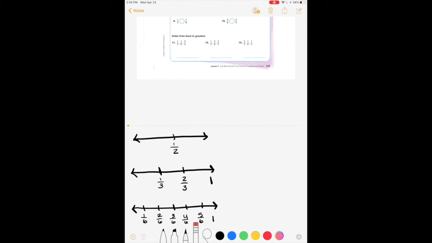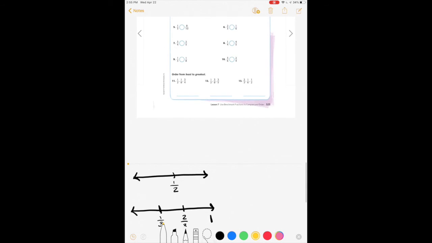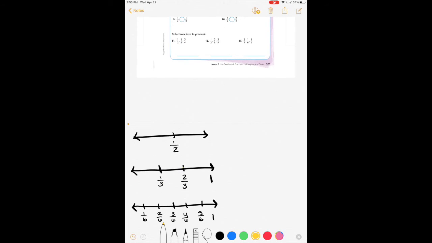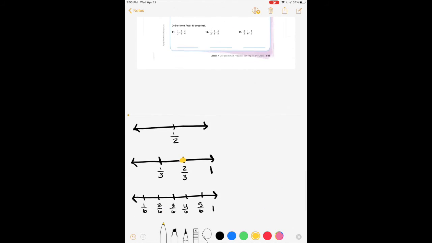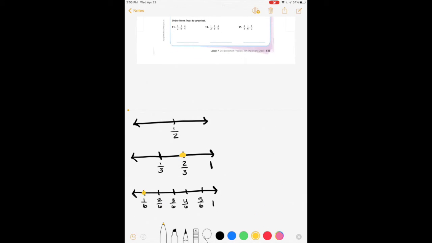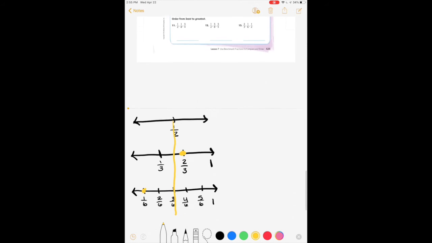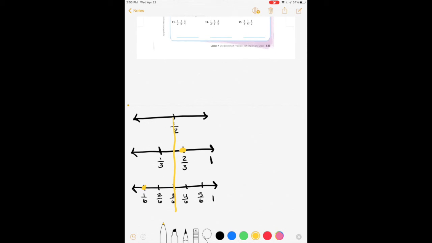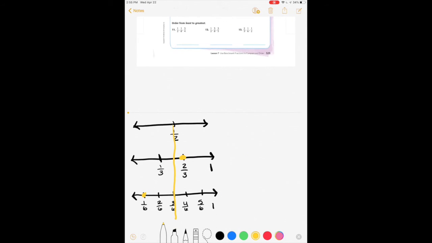All right, now I need to graph my 2/3, which is right here, and my 1/6, which is way over here. Now draw my 1/2 all the way down. 2/3 is greater than 1/2. 1/6 is less than 1/2, which means that 2/3 is greater than 1/6.